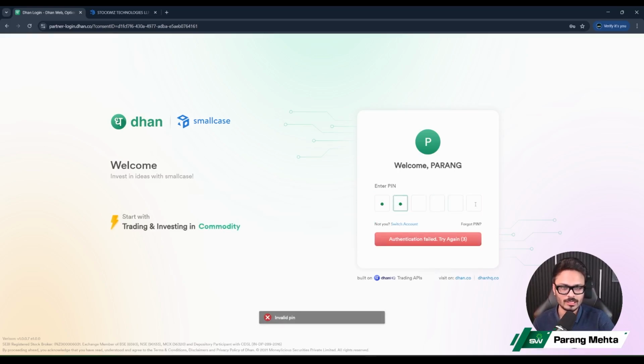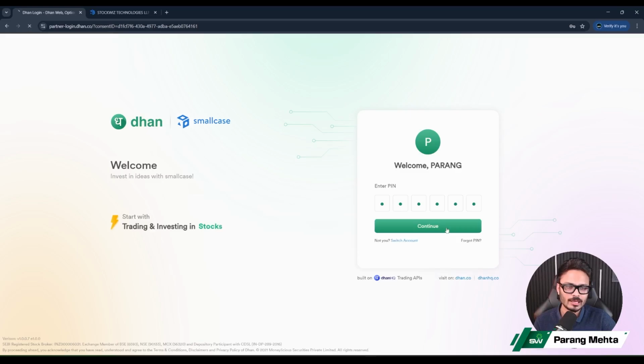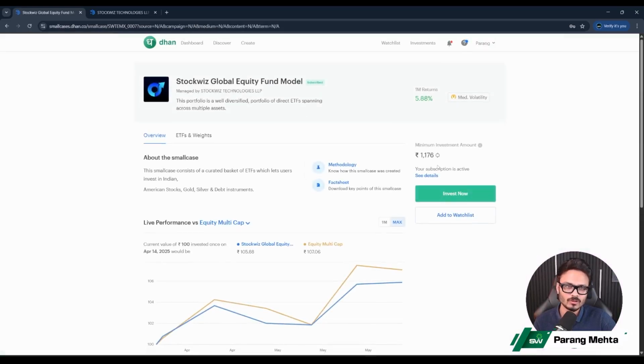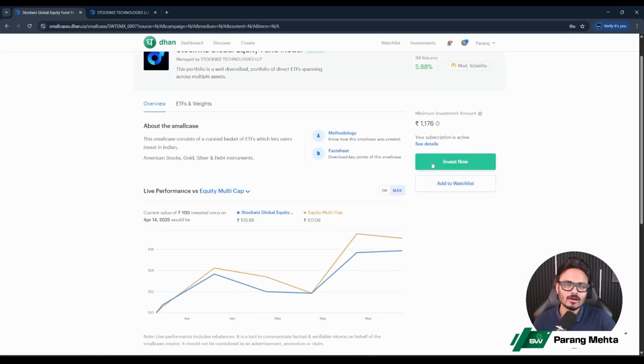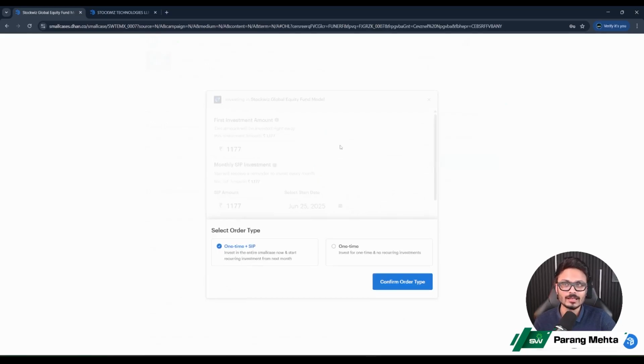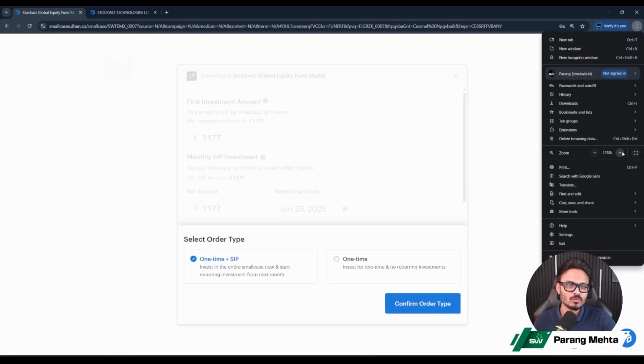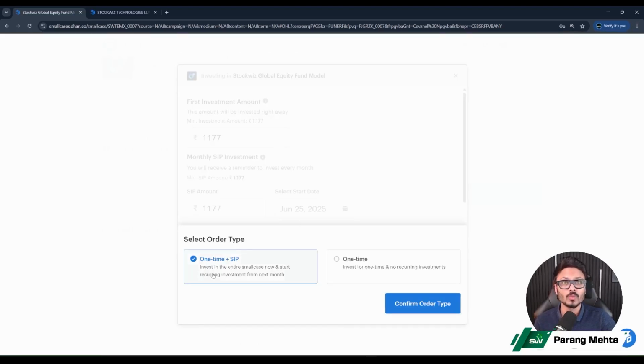And once I do that, so sorry, maybe I put in the wrong details. And once it is done, it is going to connect automatically. And now I will click on invest now. Once I click on invest now, it is going to ask me whether I want to invest one time or an SIP. So I want to do a one time plus an SIP.